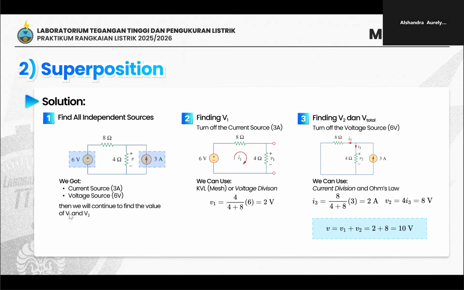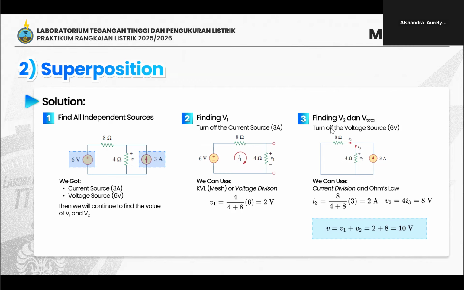Why do we have V1 and V2? Because there are two independent sources. If we had three independent sources, we would find V3 too, because we are going to sum all of the voltages that we find from each independent source. So first, finding V1, I chose to turn off the 3 amp source here, so we have an open circuit. Then we can use Kirchhoff's voltage law, mesh analysis, or voltage division to find the voltage across this resistor here.